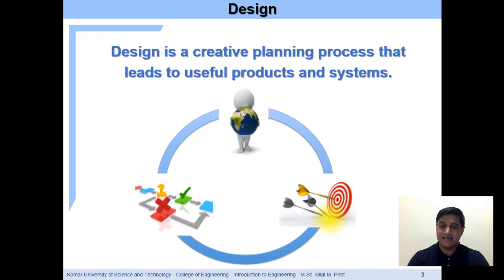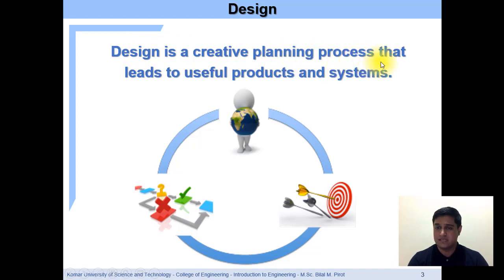So design is a creative planning process. It is creative. Why? Because you are creating something new. It is planning. Why? Because you are designing something according to some desired properties and according to the resources that you will have, like time and money. And it is a process. Why? Because it includes some steps to finalize or to accomplish something. Okay, so design is a creative planning process.